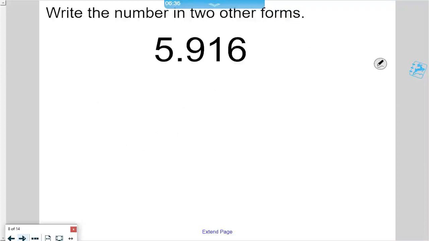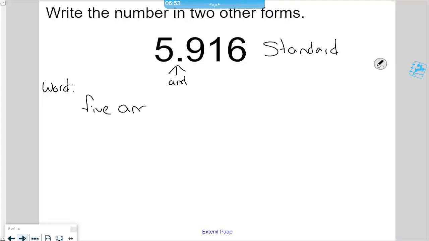Another two forms. This is standard. So I'm going to write in word form first. So my word form is, and remember, every time we get there, it's an and. So I have 5 and 916 thousandths. A lot of times you want to put 900, 916, but because it's a decimal and we have the and up there, we're not going to do that.